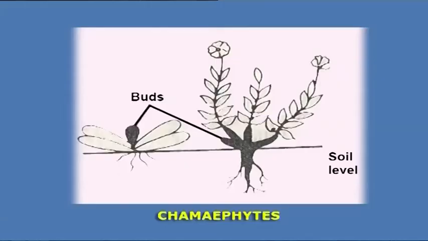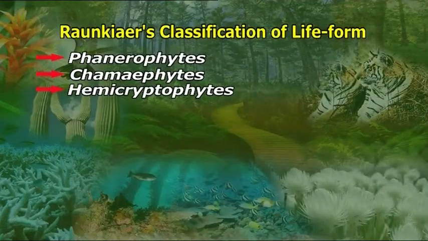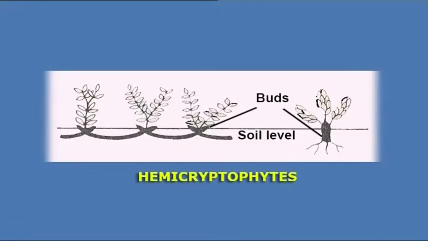Chamaephytes. Their buds are situated close to the ground surface. They are commonly found in high altitudes and latitudes. For example, Trifolium repens. Hemicryptophytes. Their buds are hidden under the soil surface. Examples include most of the biennial and perennial herbs of cold temperate zone.